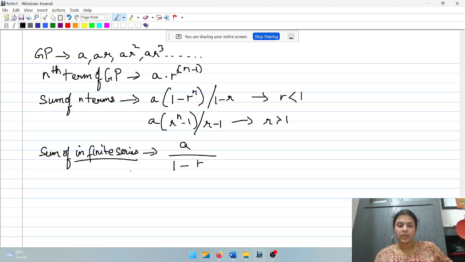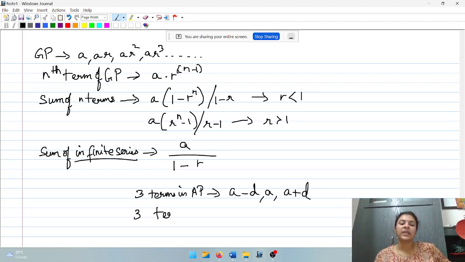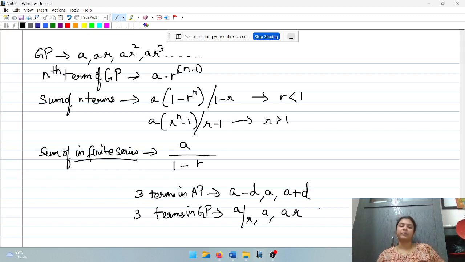Now, in the question, if they mention 3 terms in AP, then it is always safer to assume A minus D, A, A plus D. Similarly, if they mention 3 terms in GP, then assume it as A by R, A and AR. This way it is easier for you to solve the scenario.